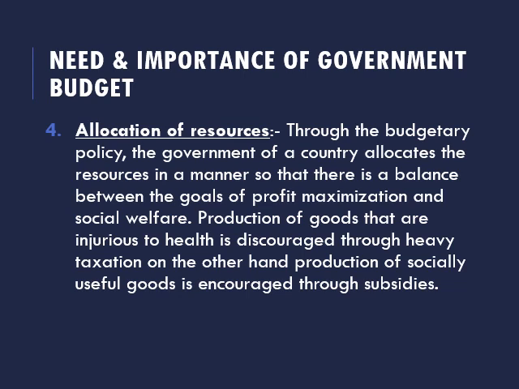So that is encouragement. Heavy taxes are put on products which are injurious to health, like tobacco, alcohol, and certain drugs, so that no one will buy them, and more subsidies are given on those products which are required for the betterment of society. So it's an allocation of resources.